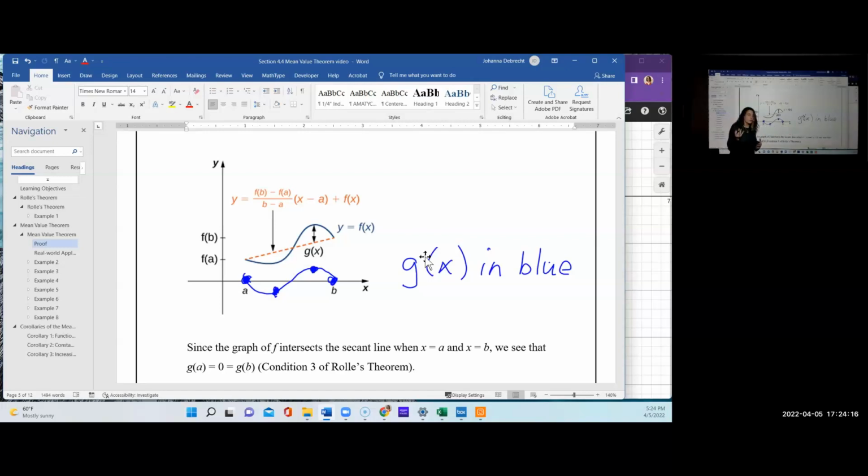What about condition 3, that the endpoints have to have the same value? Well, because the endpoints of the function and the interval touch both the function and the secant line, then on g(x), the difference in y values of those two functions is 0. So these two have the same y value, which is 0. Now we can apply Rolle's theorem to it.